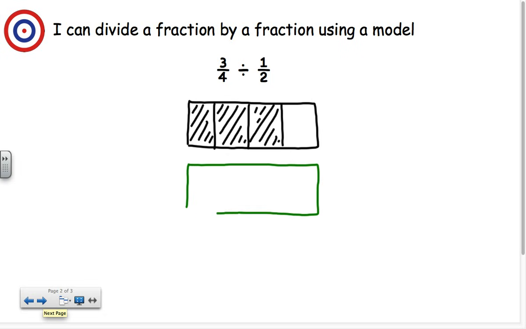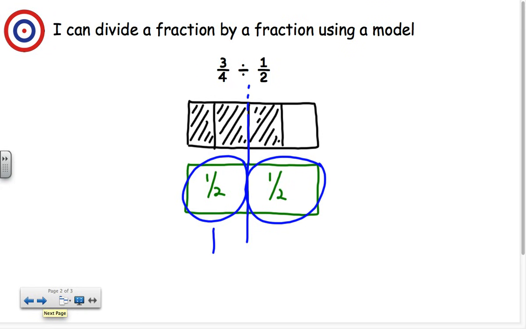I'm going to be careful here to make sure that things match up. What I'm going to do is make 1/2. Now this is 1/2 and this is 1/2. The question is how many 1/2 size pieces can I get out of 3/4? Well, if I look here, I can see that this 1/2 size piece I can take out of my 3/4, so that's 1.